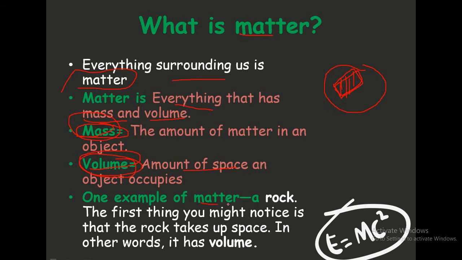One example of matter is a rock. The first thing you might notice is that the rock takes up space. Let's imagine this is a rock. The rock takes up space, so it has a volume. In other words, it has volume. And also we can weigh the rock, so it has a mass and volume. So the rock is matter.